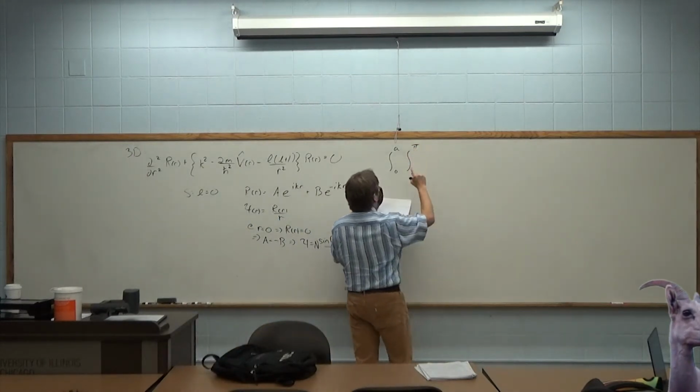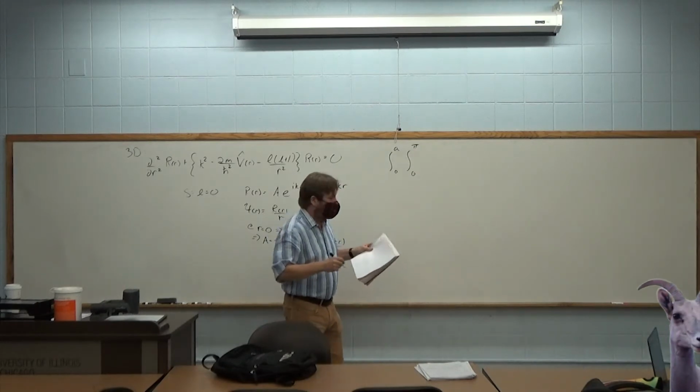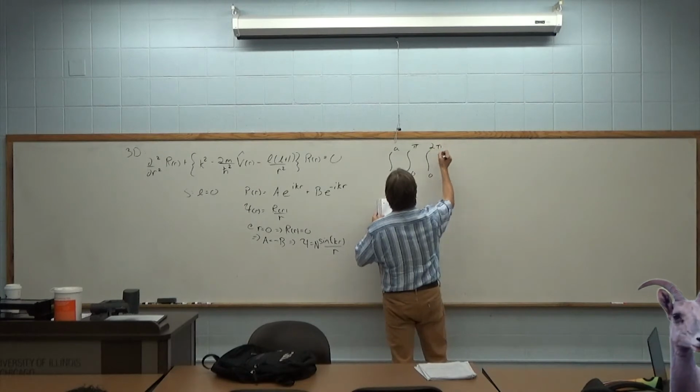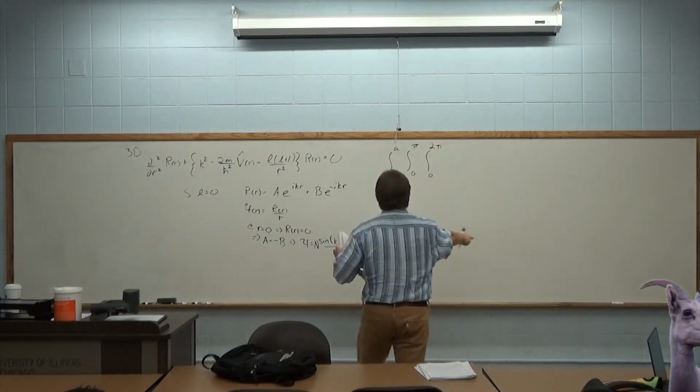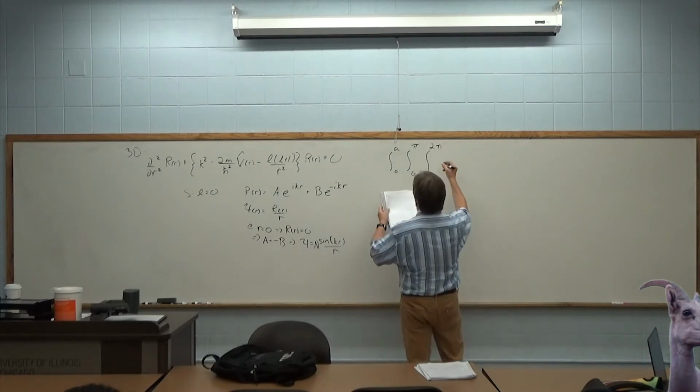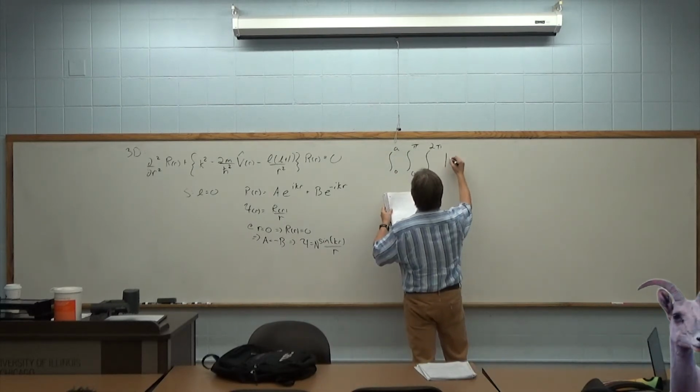If I'm going from 0 to pi, I can tell that's the theta integral. And if I'm going from 0 to 2 pi, that would be phi. Phi does this, and theta does that. It's really terribly important you keep that straight.